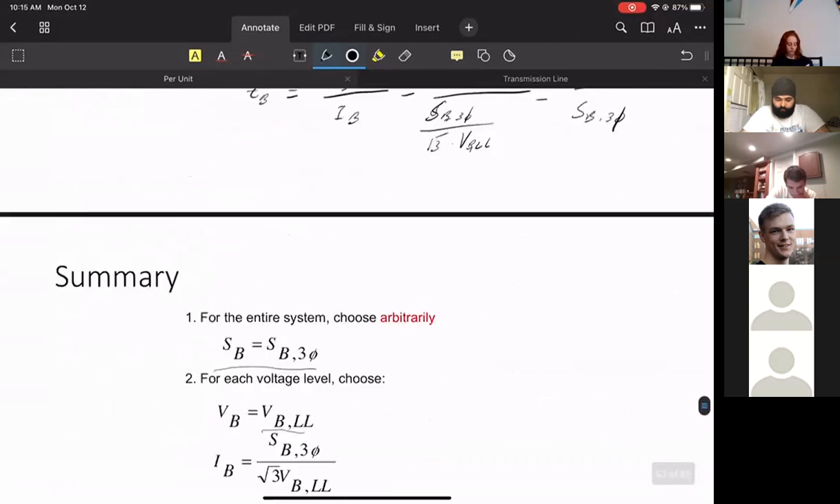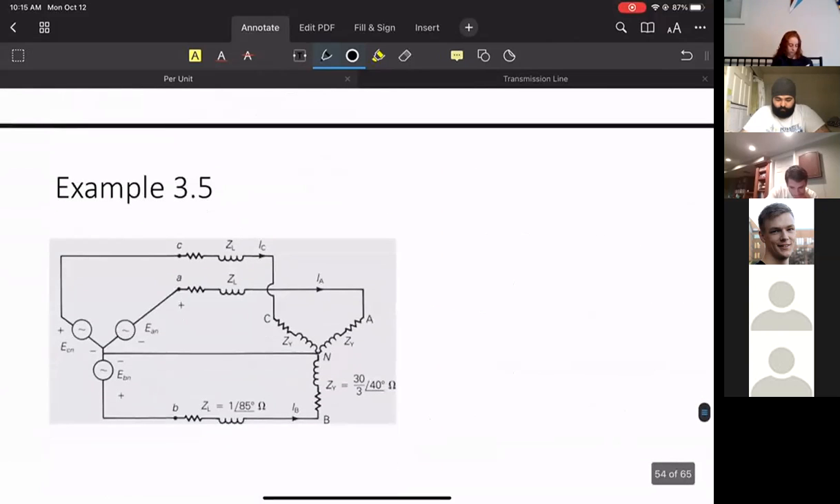Okay, so let's do one example. This is example 3.5. Hopefully I copied this down correctly. We have a Y to Y connection. We don't see Y to Y often in practice, but in homework you do see a lot of Y to Y connections. So let's say this is our example.